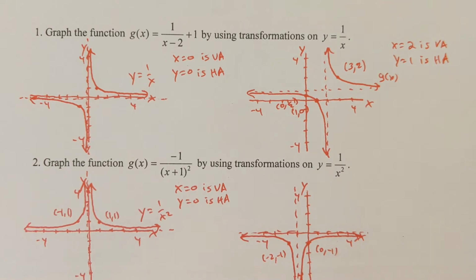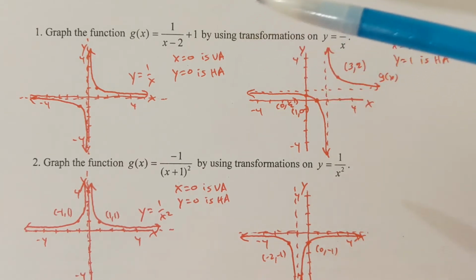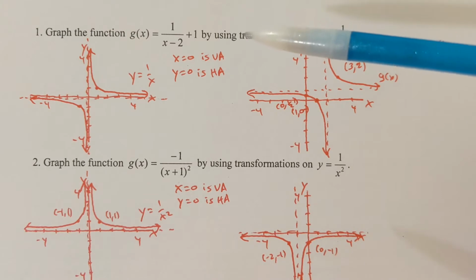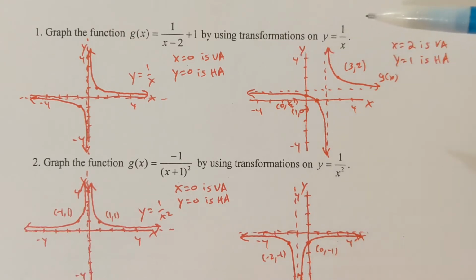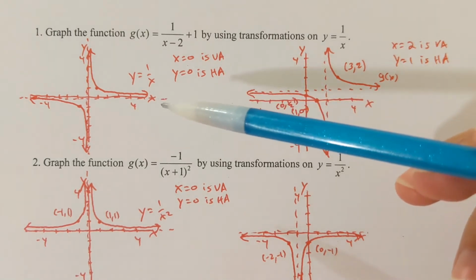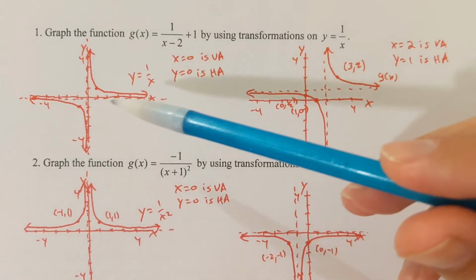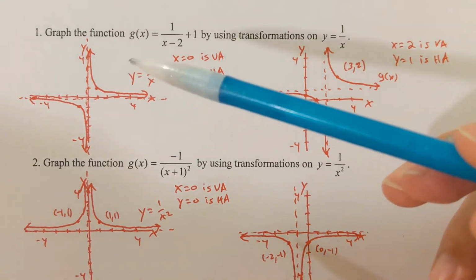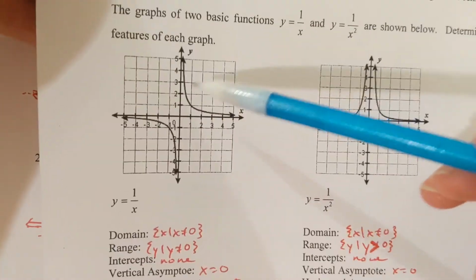Problems 1 and 2 are all about graphing using transformations, using y equals 1 over x and y equals 1 over x squared. So the first one, we're going to graph the function g of x equals 1 over x minus 2, plus 1, by using transformations on y equals 1 over x. I have the graph of y equals 1 over x shown, from the previous page.